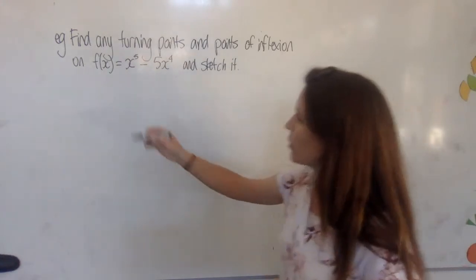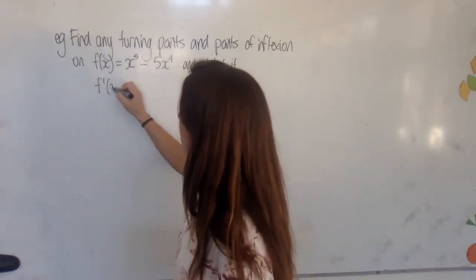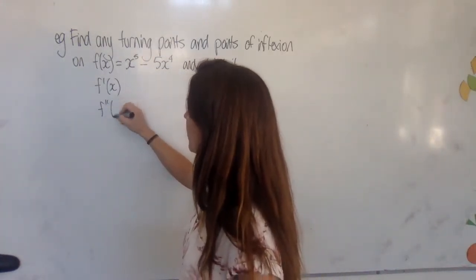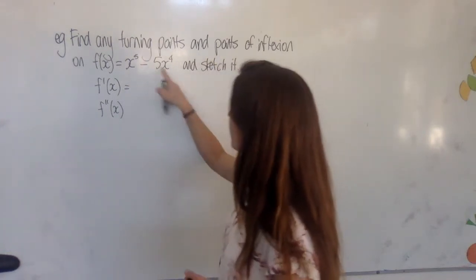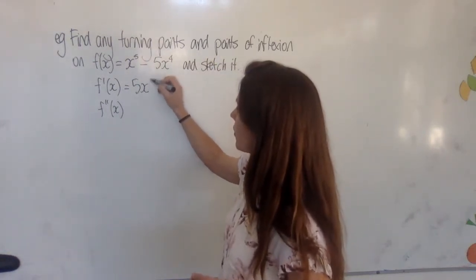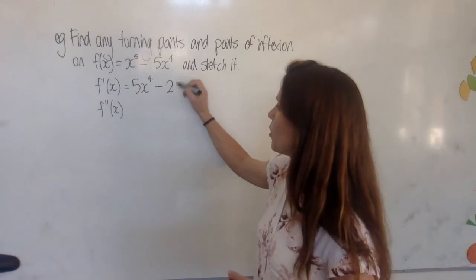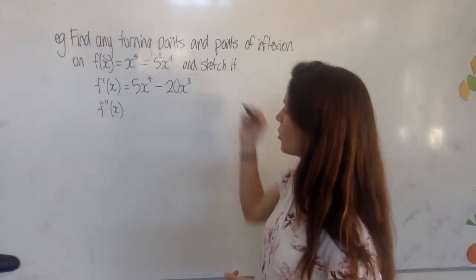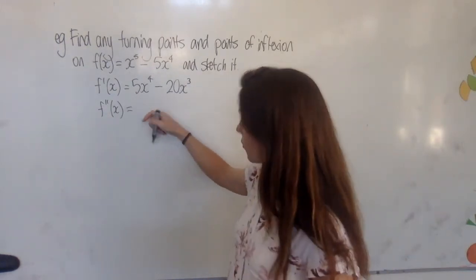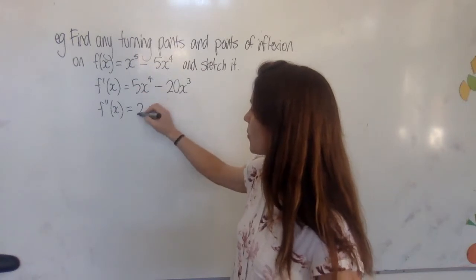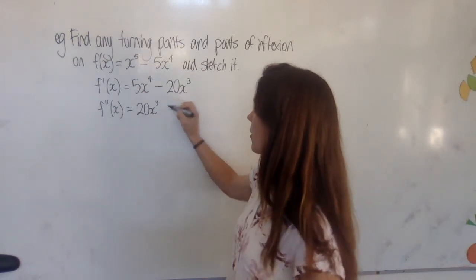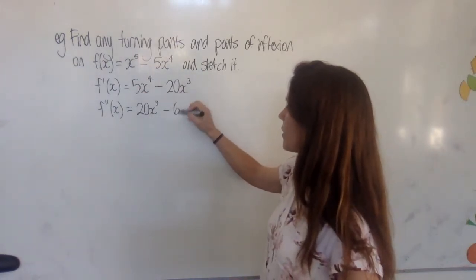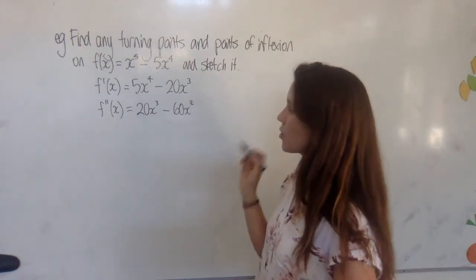Okay, so we're going to need the first and the second derivative here, so it makes sense to go ahead and figure out both of them. So differentiating one term at a time, I've got 5x to the power of 4 minus 20x cubed, and differentiating again, bring the 4 down, we have 20x to the power of 3 minus 60x squared.